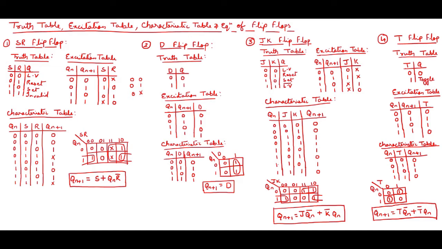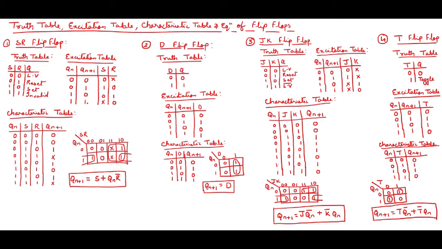Now the next condition: the present state is 0, the next state is 1. How to get it? There is only one possibility: as per the truth table, S should be 1 and R should be 0. When S is 1 and R is 0 it is the set condition, so I am getting S 1, R 0. Now coming to the next one, present is 1, future will be 0. What is the best possibility? Reset condition. So S is 0, R is 1.